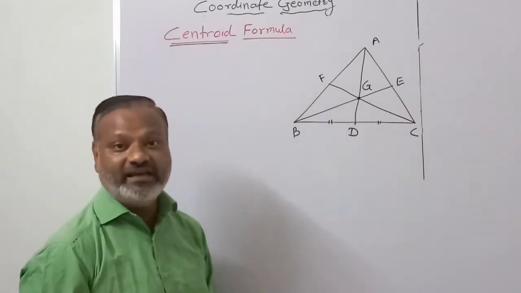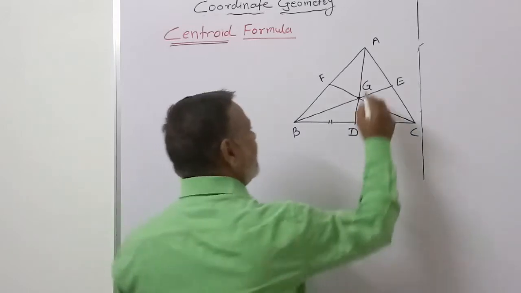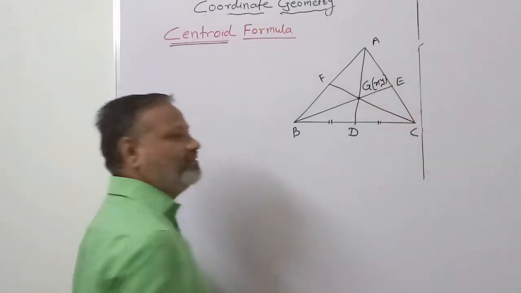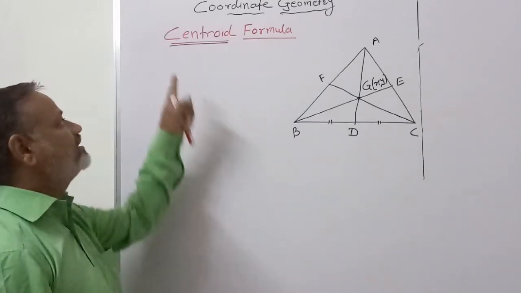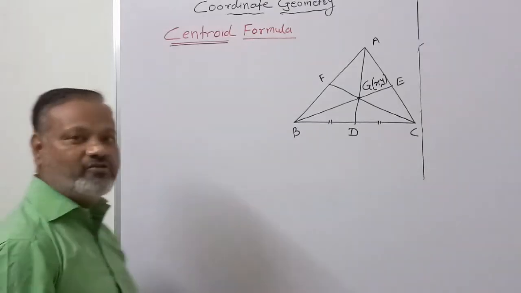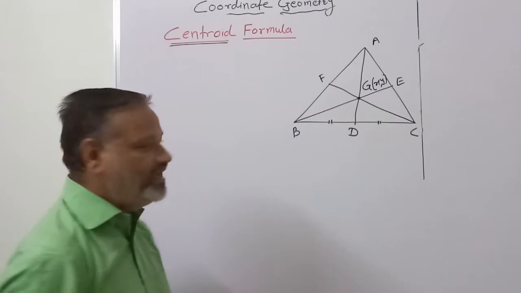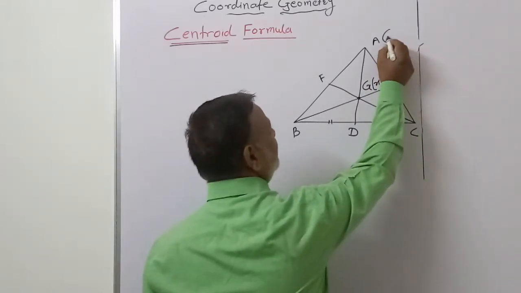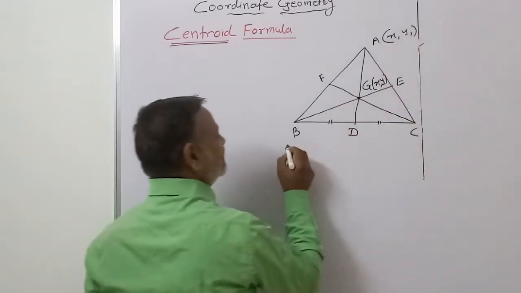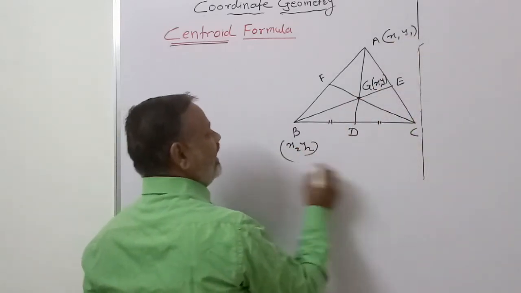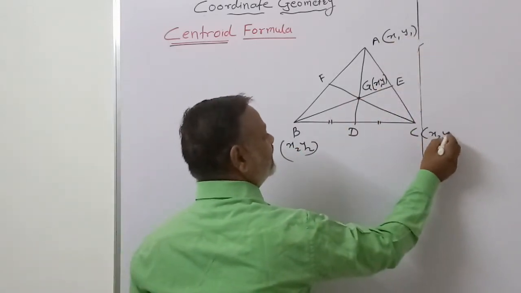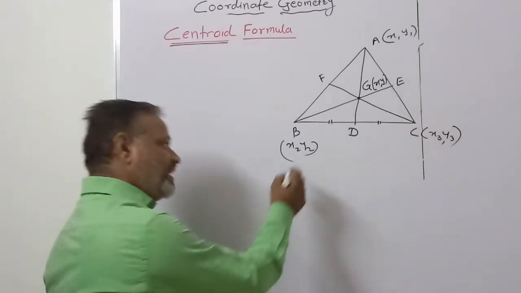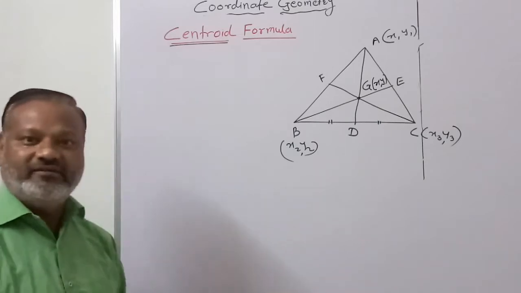ये point को क्या कहेंगे? Centroid. And how can we find the coordinate of this centroid? That can be found by using this formula, that is the centroid formula. Here the coordinates of the triangle are x1 y1, x2 y2 and x3 y3. Okay, these are the coordinates x1 y1, x2 y2 and x3 y3.